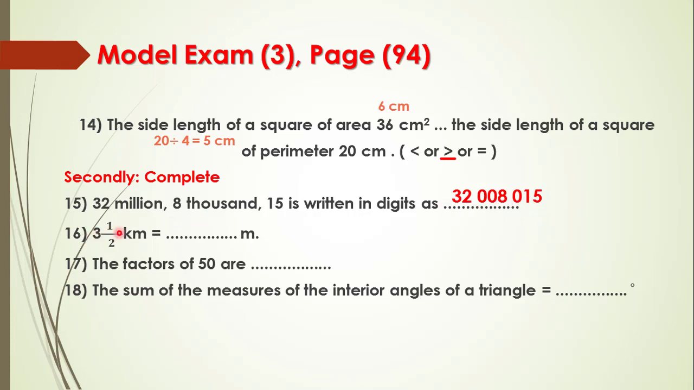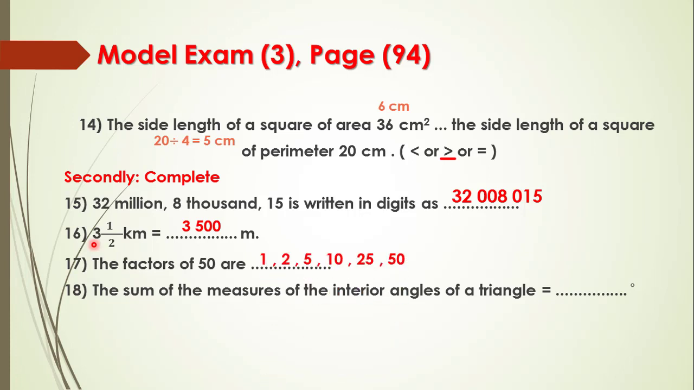Number 16. 3.5 kilometers equal how many meters? We have 3 kilometers. We all know that 1 kilometer equals 1,000 meters. So 3 kilometers is 3,000, and we have 3,000 and a half. What is the half of 1,000? 500. Yes. So we have 3,500.